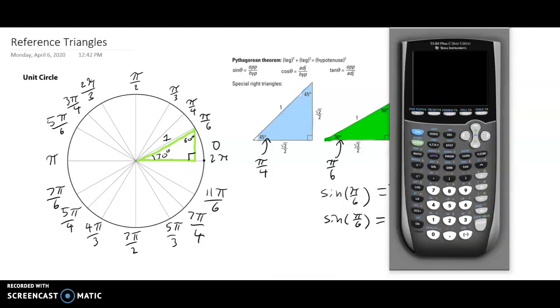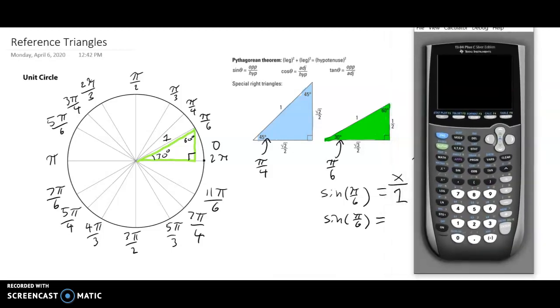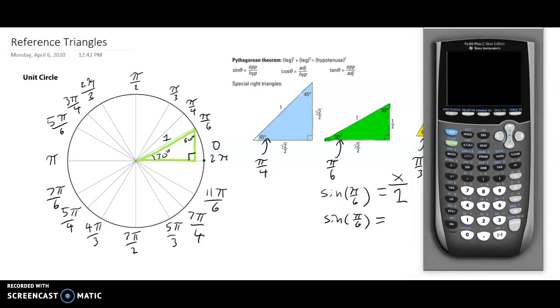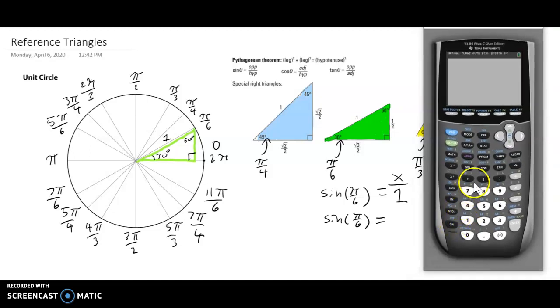But sine of pi over 6, if you don't believe me that that's 1/2, one way we can check is we can just pull up a calculator right here. We want to make sure we're in radian mode first, because I'm going to put my angle in radians. So I am in radian mode. That's how I check that. You may not have this calculator at home, but you probably have something similar, or you can use an online calculator. You just want to make sure you're in radian mode.